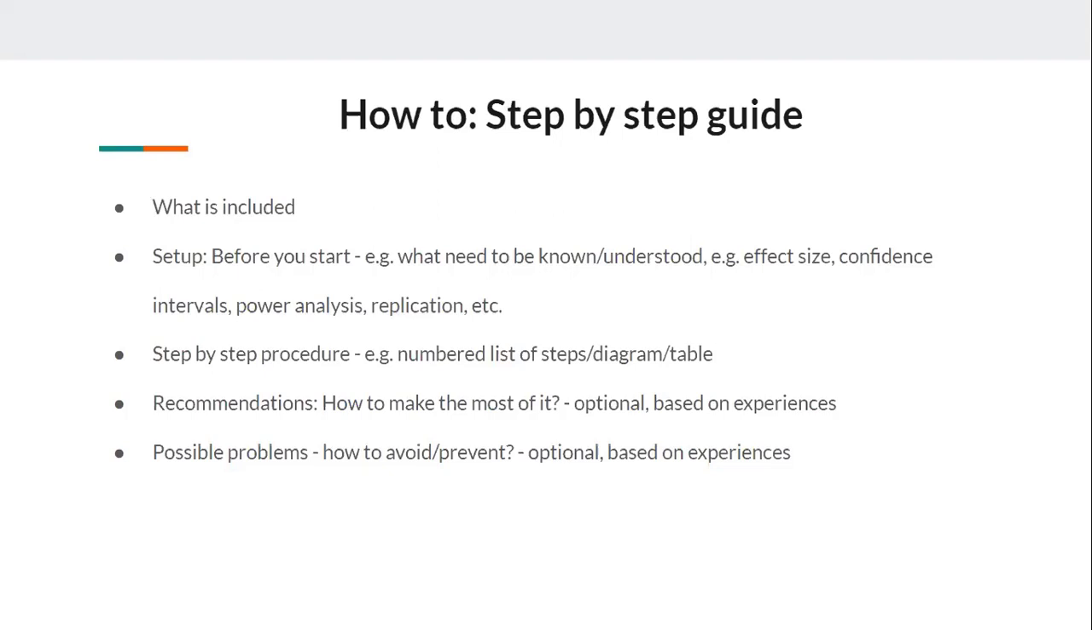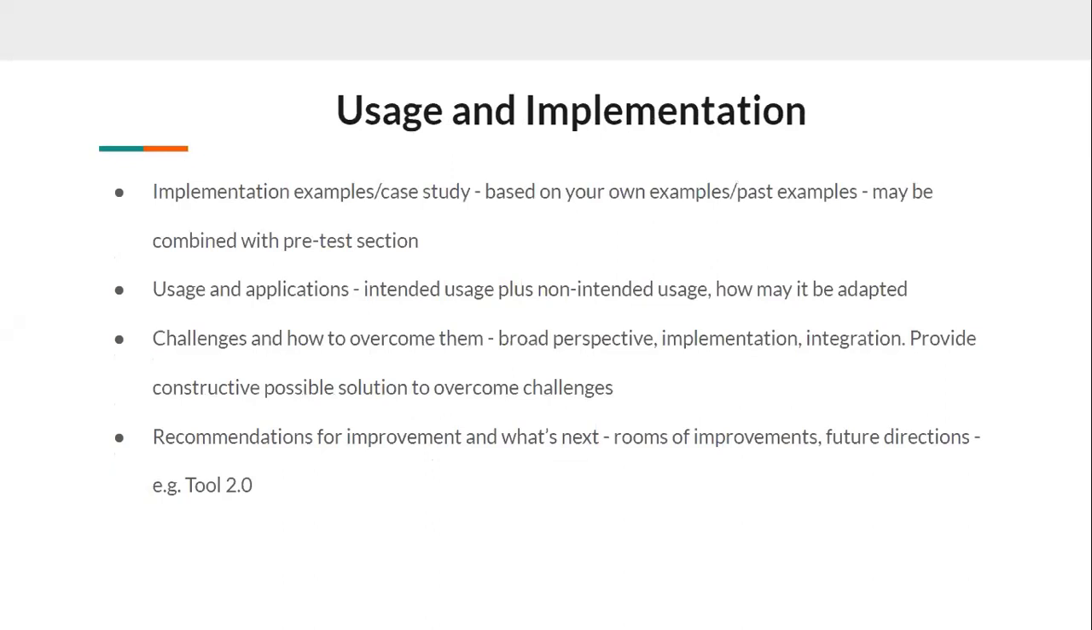Then you provide recommendations, how to make the most of this guide, how to benefit most from this guide. This is an optional section based on your own experiences. This is followed by an optional section of potential problems that one may encounter using this guide. This is again optional and based on your own experiences. So then you provide an implementation example or case study. This may be based on your own example or past students' example. You may combine this with the pre-test section.